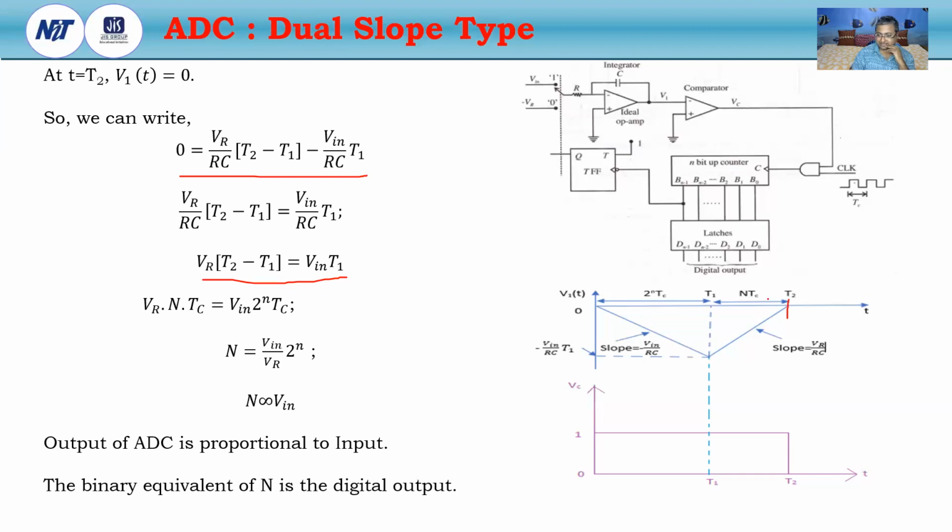This is the total time T2. This is the total time T1. So this is called T2 minus T1. T2 minus T1. So then we will get NTC.